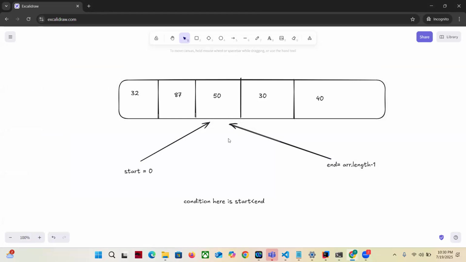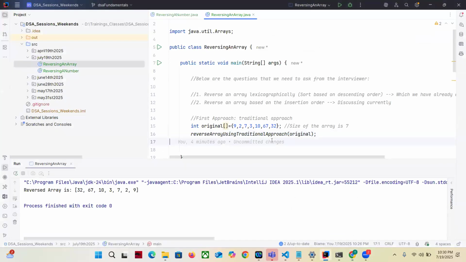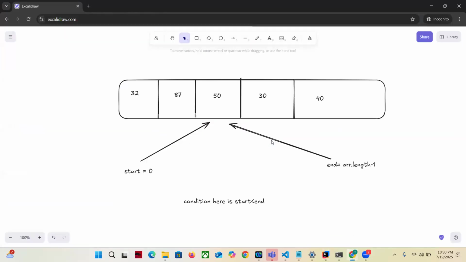Everyone has understood this two-pointer concept, right? Once again, reconfirming, so that once everyone is clear with the logic, then I'll go for the next one. Yes, Rahul, it is clear. Great. So here 0 is compared with 4, then 1 with 3, and then 2. So start is moving forward and end is coming backward. Yes. Okay.